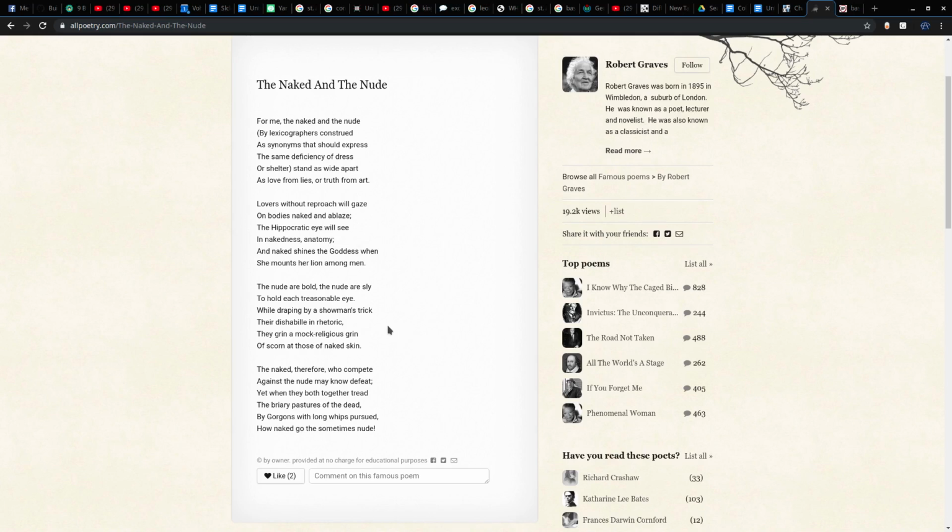"The nude are bold, the nude are sly, to hold each treasonable eye while draping by a showman's trick, their dishabille in rhetoric. They grin a mock religious grin and scorn at those of naked skin." So he's showing the differences between them. He's showing the nude as this evil version and the naked as the good guys. And because this is a clever and unexpected thing, this is one of Robert Graves' most famous poems. And you can use this in a lot of different areas.